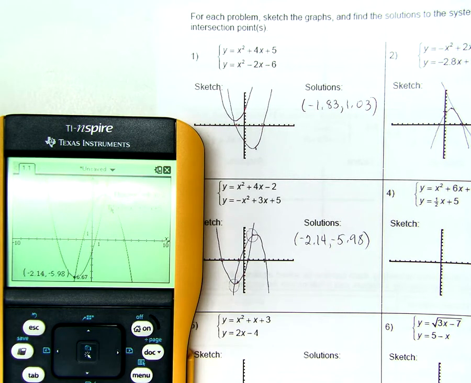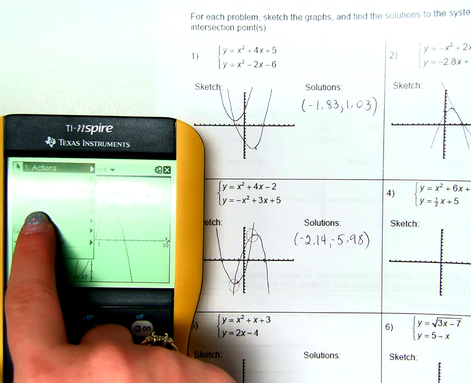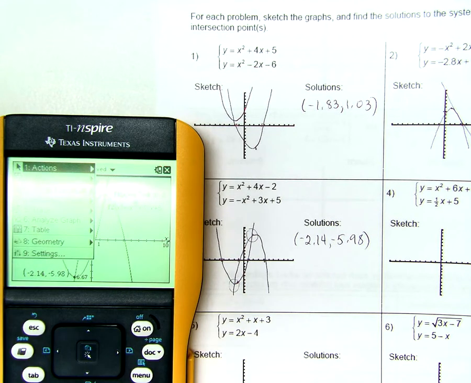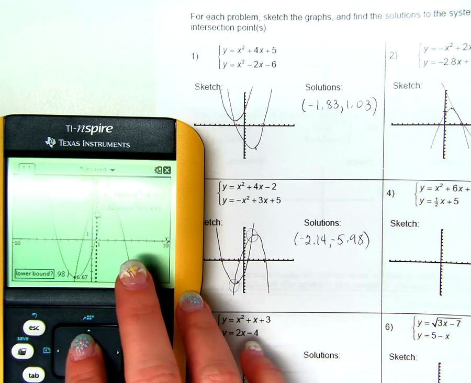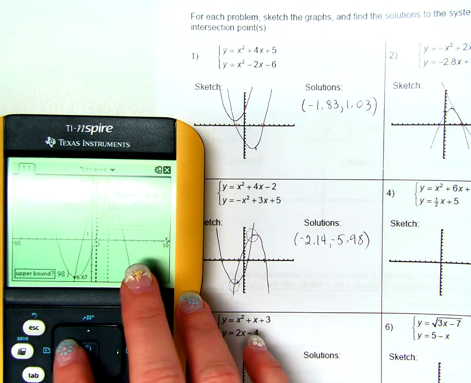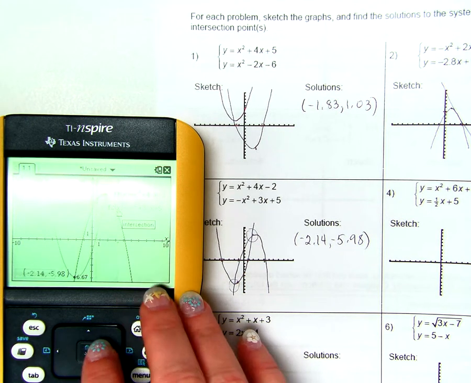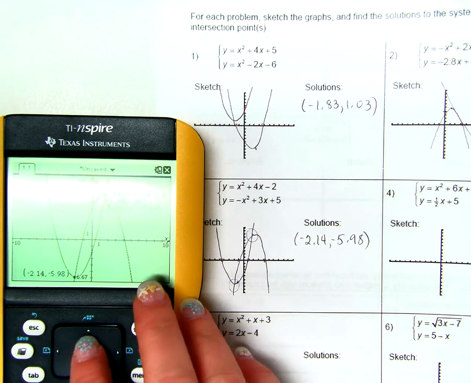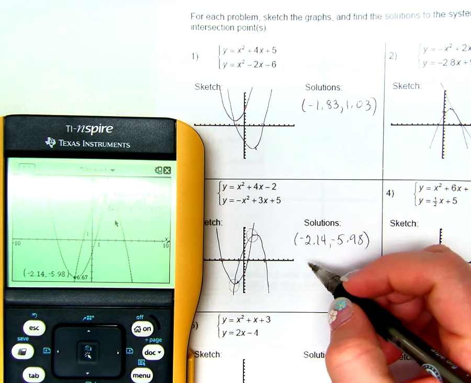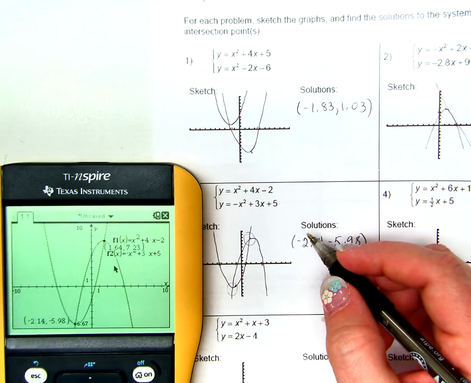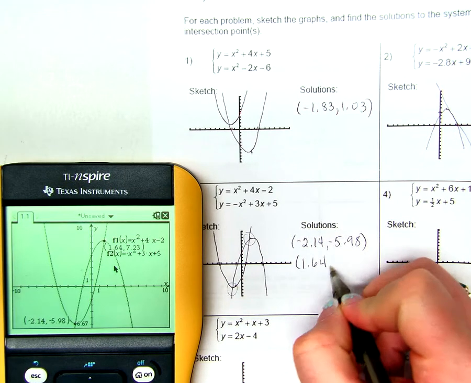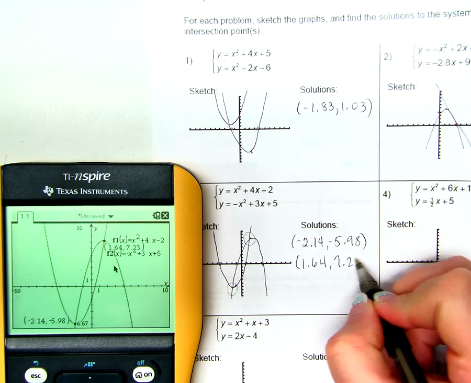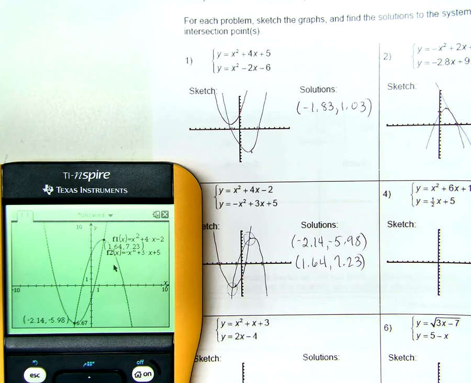Now I can see the point of intersection. Follow the same steps that I just took a second ago. Analyze graph, find the intersection, put it on the left side of the intersection and on the right side of the intersection, and we have our point. Now I can see that one okay. I'm not sure if you can. Let me scoot it down a little bit. Okay, that point is 1.64 and 7.23, and that is the second point of intersection.